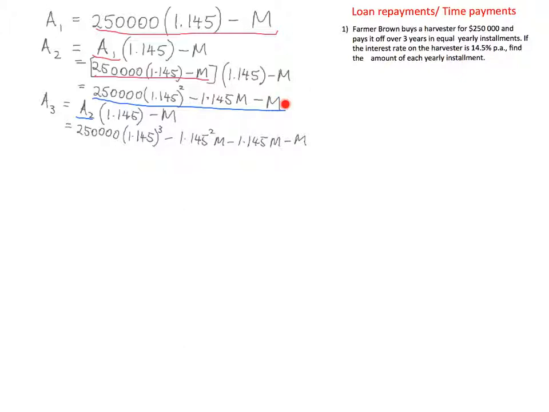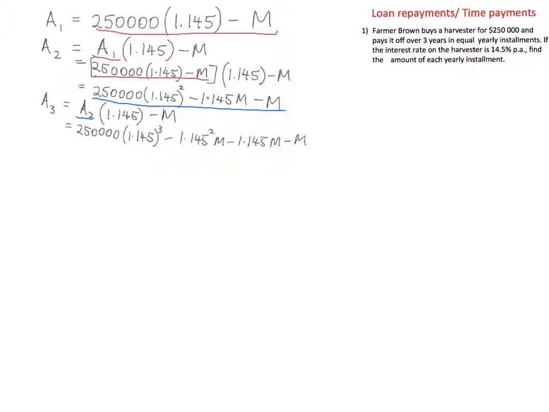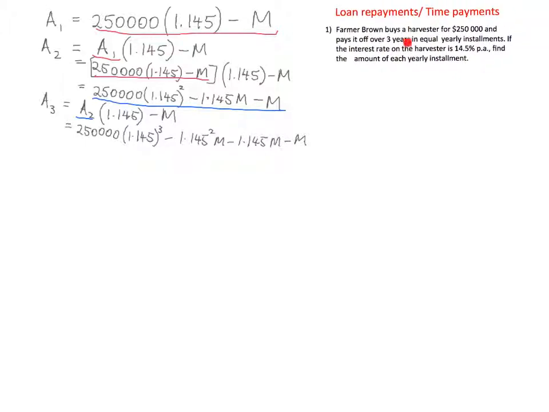Then we've got m times 1.145, which is that term there, and then we've got the minus m on the end, that final payment. Alright, so now we have an expression for the amount owing at the end of the third year. But remember, because he's going to pay it off in 3 years, how much should he owe at the end of those 3 years? Did you say 0?